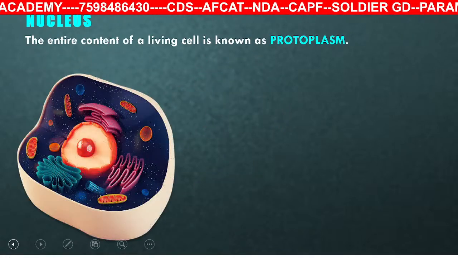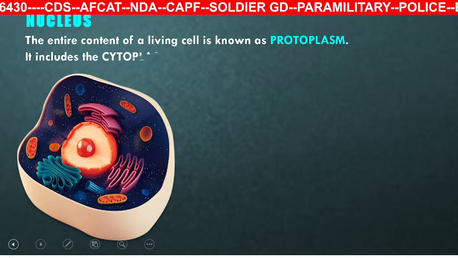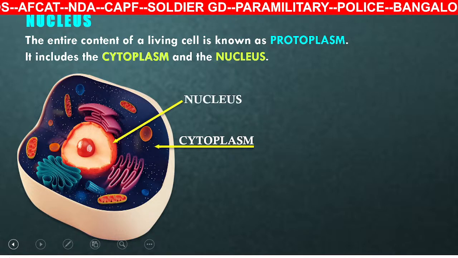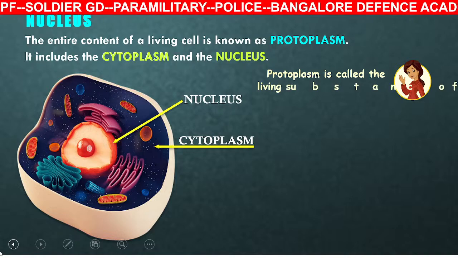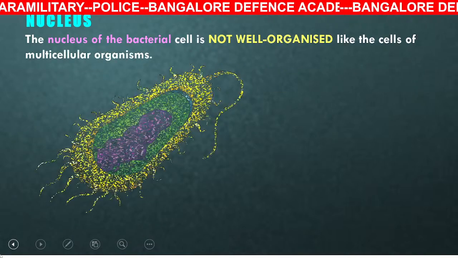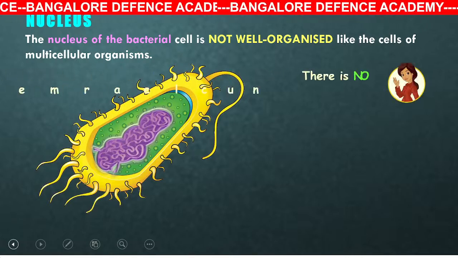The entire content of the living cell is known as protoplasm. Okay, the entire content of the living cell is known as protoplasm. It includes the cytoplasm and the nucleus. Okay, protoplasm is called the living substance of the cell. The nucleus of the bacterial cell is not well organized like the cells of multicellular organisms.